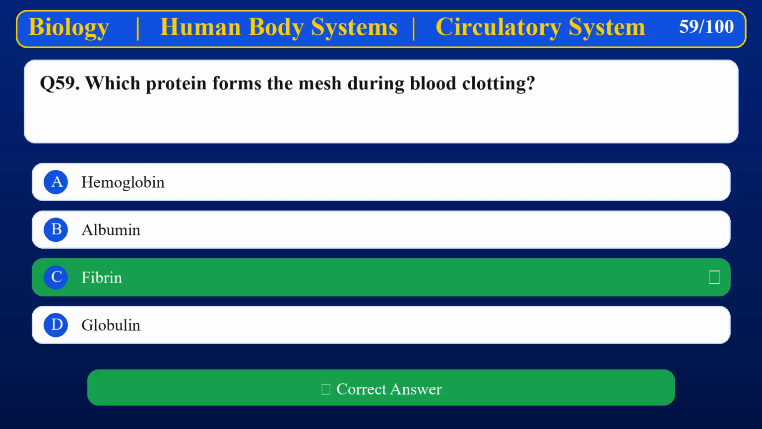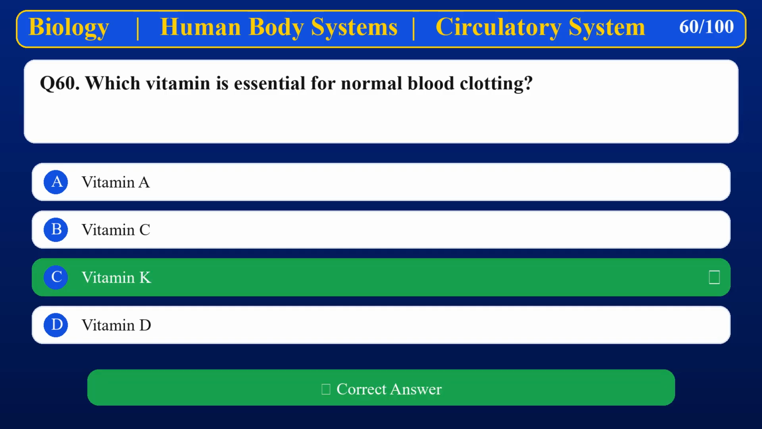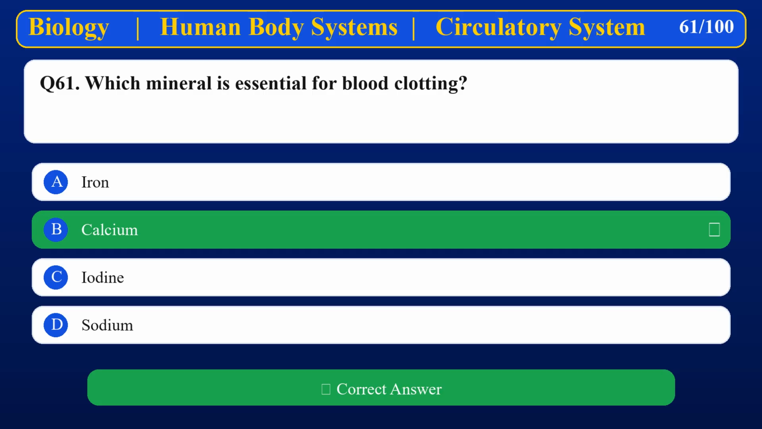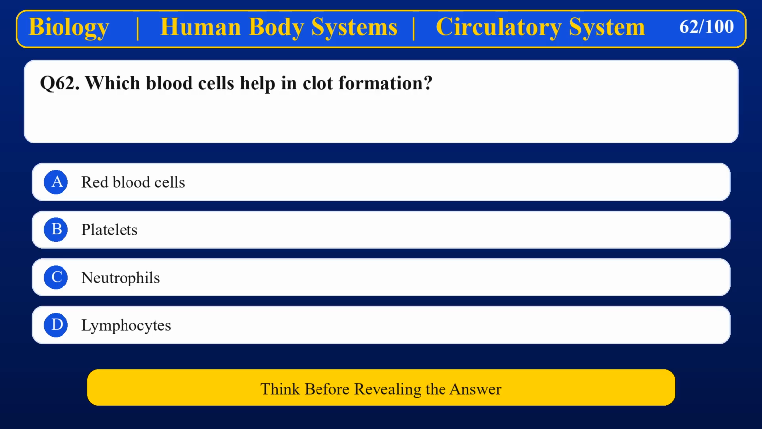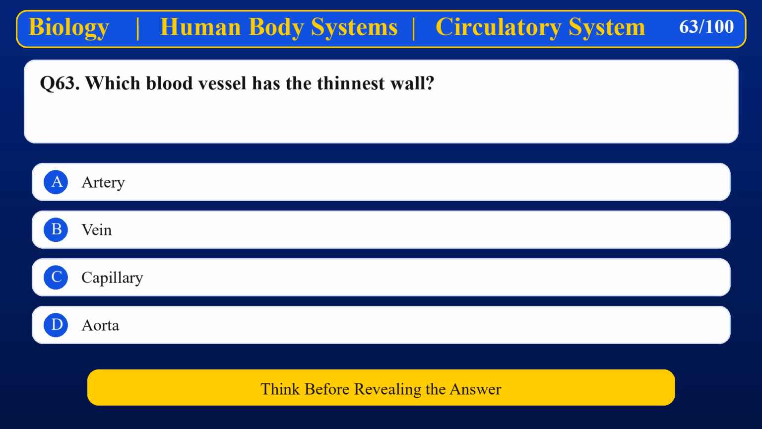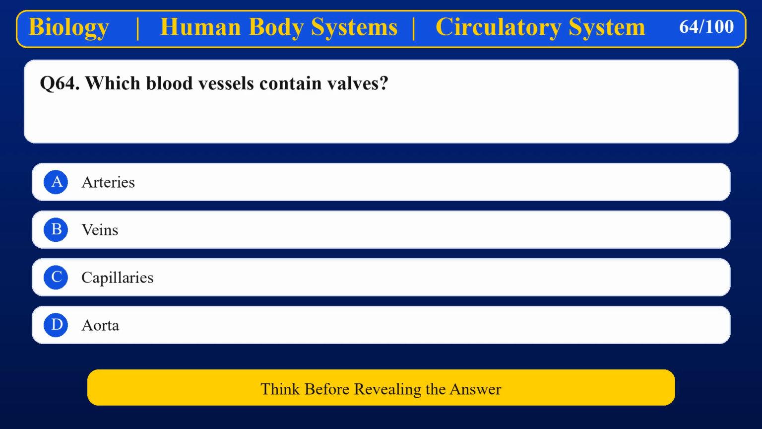Fibrin. Which vitamin is essential for normal blood clotting? Vitamin K. Which mineral is essential for blood clotting? Calcium. Which blood cells help in clot formation? Platelets. Which blood vessel has the thinnest wall? Capillary. Which blood vessels contain valves?